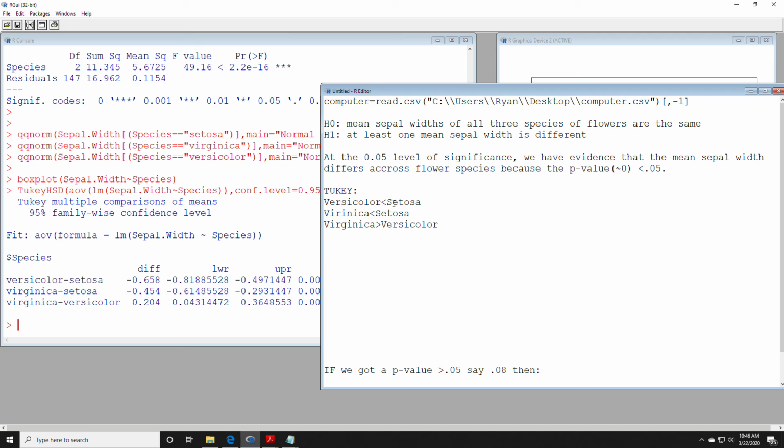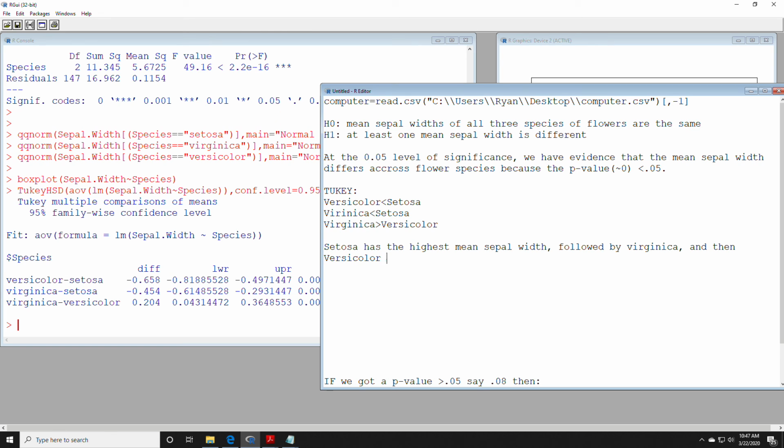So let's summarize. Well, we can see setosa is greater than virginica, and setosa is greater than versicolor. So setosa has the highest mean sepal width, okay, followed by, so again, we can order all of them. There are no question marks here, right? No confidence intervals that included 0. And virginica is greater than versicolor, but of course less than setosa, followed by virginica, and then versicolor has the lowest mean sepal width. Okay, and so we can determine that based on these intervals.